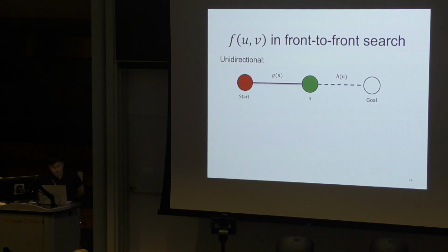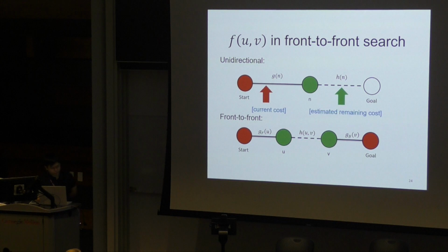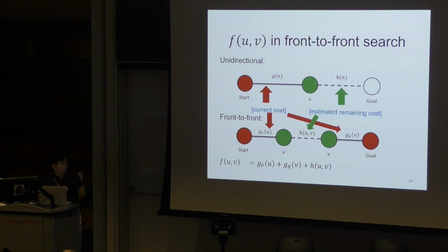Before we come to our sufficient condition, we need to define F-cost in bidirectional search. In unidirectional search, we have a term F-cost, which is the sum of G-cost and H-cost. G-cost is the current cost, and H-cost is the estimated remaining cost. In front-to-front search, we can do the same thing. We use the sum of the G-cost as the current cost, plus the front-to-front heuristic as the estimated remaining cost, to get an estimate of the total path cost.